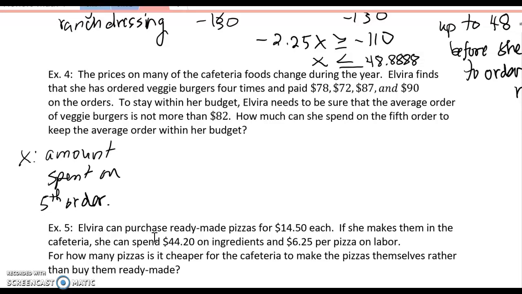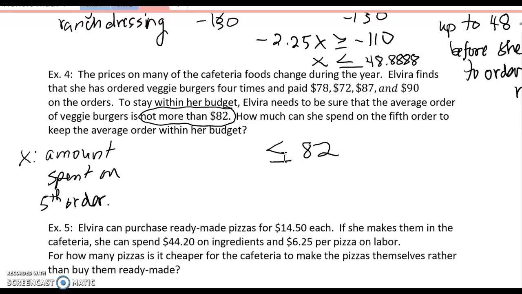Again, we see this wording here, not more than $82. So that's an inequality. We want to compare what she's averaging on her orders to this 82 value. Again, we cannot be any more than that. So therefore we need to put our inequality as less than or equal to. Again, we see the word average.